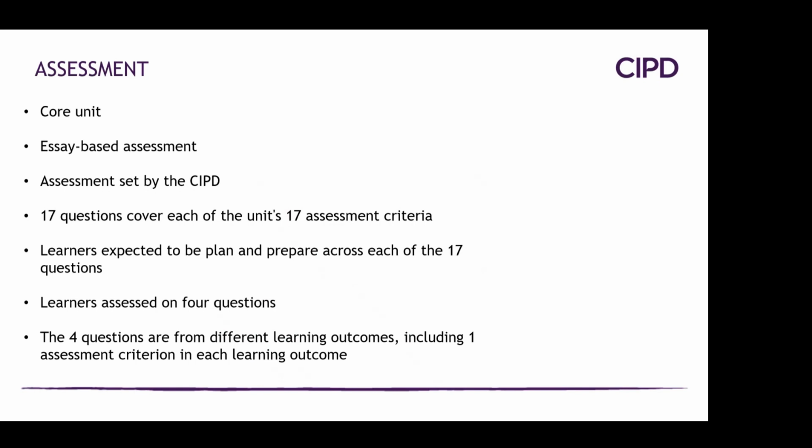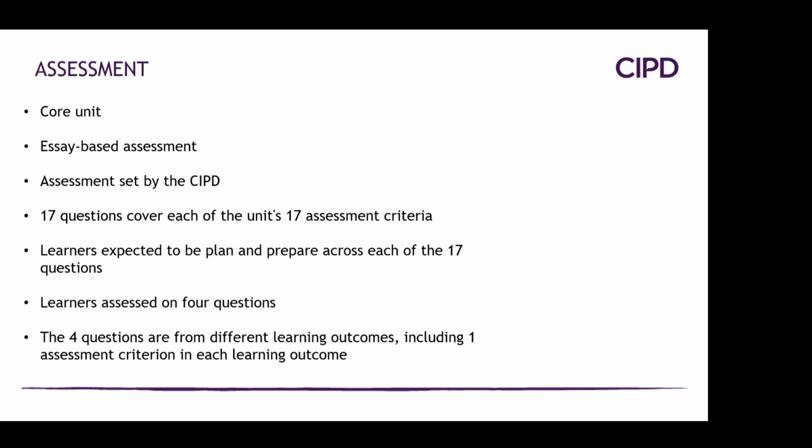Okay, so C002, People Management and Development Strategies for Performance, is a core unit. That means that everybody does this. Not an elective, it's one that is studied by everyone who is doing the CIPD Level 7 qualification. And the assessment is an essay-based assessment, and it's one that we set. And it's made up of lots and lots of different questions.